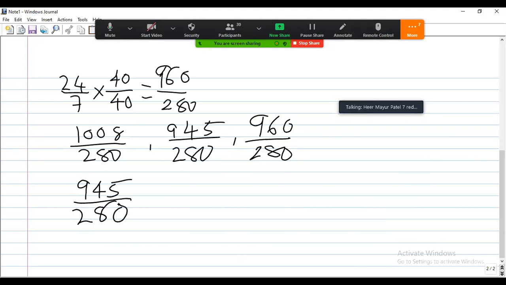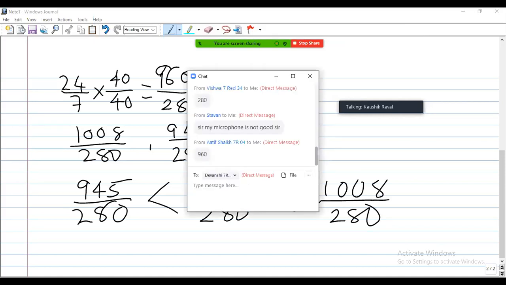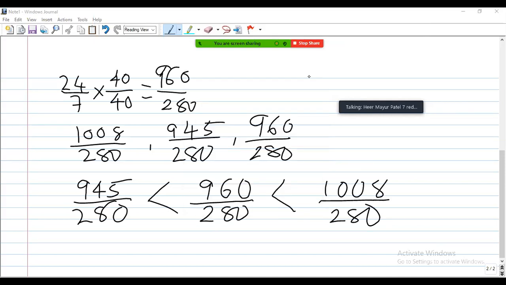945 upon 280. Very good. Because all the three fractions have the same denominator, all we have to do is compare the numerators. Right? Yes, everyone clear on this one? Yes, sir.